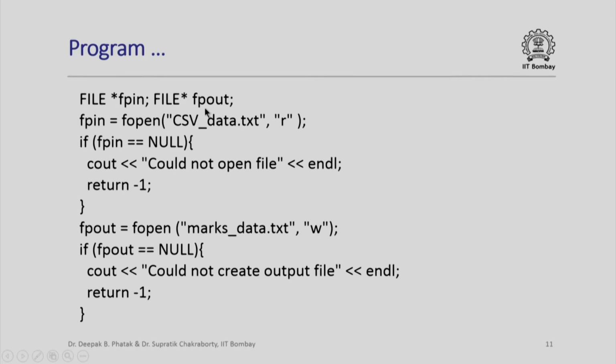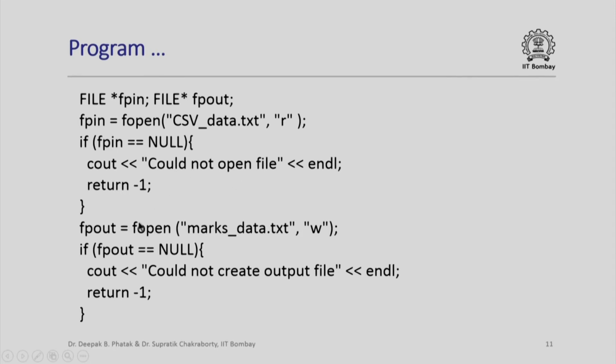This is done by the fopen statement, as you will recall. Here is fopen. So, we say fpin is equal to fopen of csv_data.txt comma r. This associates an external file csv_data.txt, which should exist in the same directory in which our program is executing. The second parameter says it is used in the read mode, that means it is opened for input operation. Of course, it is possible that the file does not exist, in which case fpin will be null. So, if fpin is null, then we just print an error message and return with minus 1.